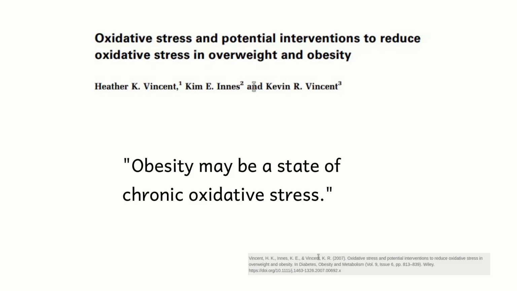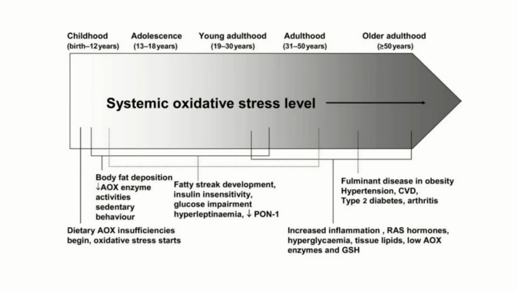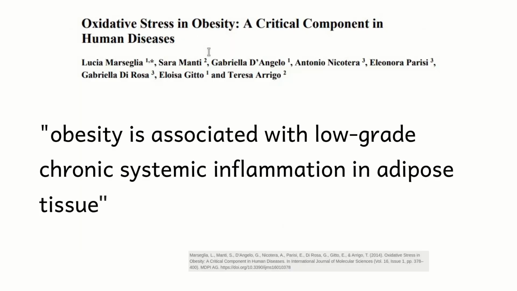So there's been a ton written about oxidative stress and its relationship to obesity. This is a paper where the abstract just simply starts off: obesity may be a state of chronic oxidative stress. So that's very strong language, implicating oxidative stress at the heart of obesity. And they have this big, scary looking arrow thing in there to show you how serious and scary it is.